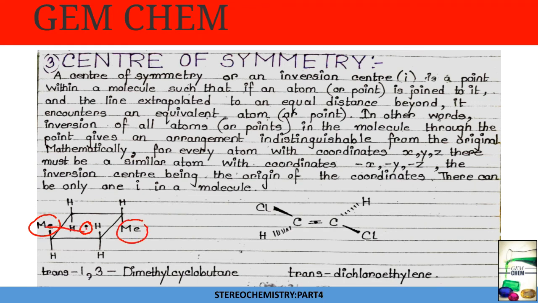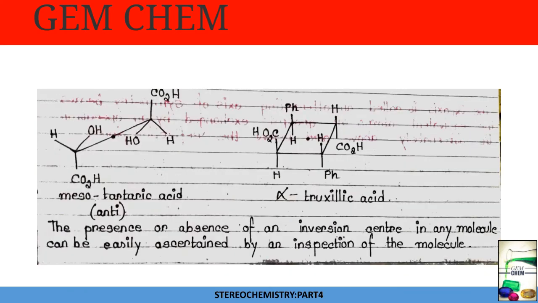So if we join it, we will get, on going the same distance, the same substituent. Similarly for this one, here is the point, here is the point. If we go from here, this will be the same distance, and going from here, this will be the same distance. So here there is one I, here also one I. Similarly for this one, if we go from this distance to here, we will get OH. The same distance traveled gives us OH. So here also one I. In truxylic acid, we will get the same thing here, going from here CO2H. Here also CO2H. Here is pH and here is pH.